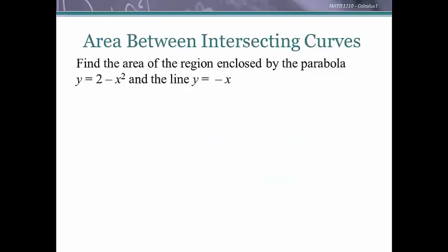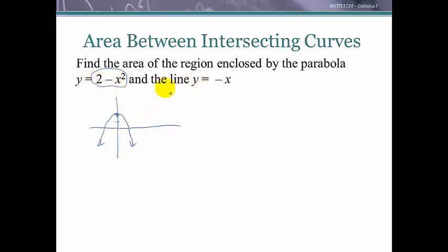Find the area of the region enclosed by the parabola y equals 2 minus x squared and the line y equals negative x. So we want to draw a sketch so we can see which curve is above, and we also want to see our points of intersection so that we'll be able to set this up. This first curve is a parabola that opens down that is shifted up 2. So I can go ahead and put this on here, and I know it crosses the x-axis at plus or minus square root of 2 because I could put this equal to 0.